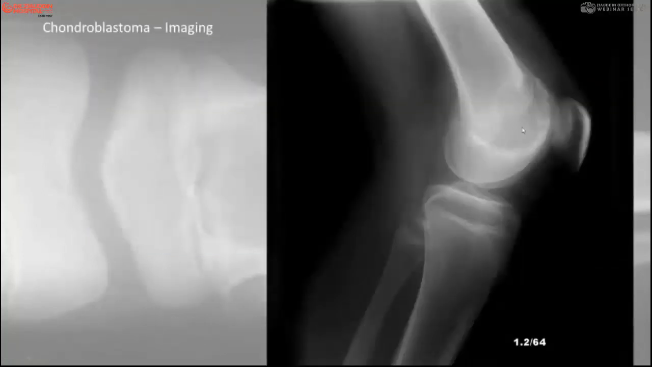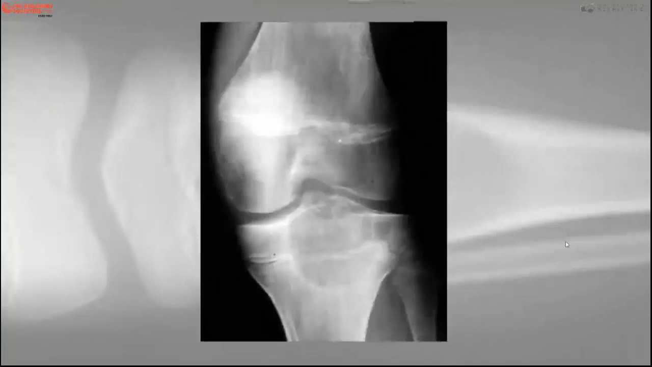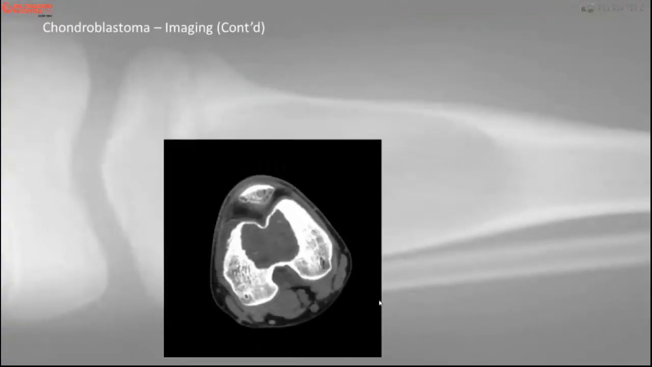Again, a lesion in the distal femur. You see a well-defined radiolucent area with smooth or lobulated margins and a thin sclerotic rim. A similar lesion in the tibia involving the whole of the epiphysis in a skeletally immature patient, and one involving the proximal fibula. On a CT, you can see how it appears, how big this lesion is and how close it is to the epiphysis.